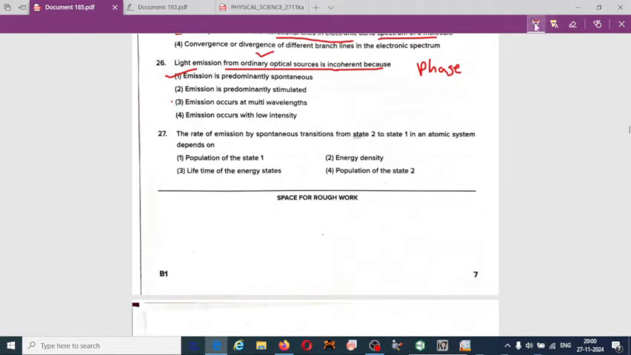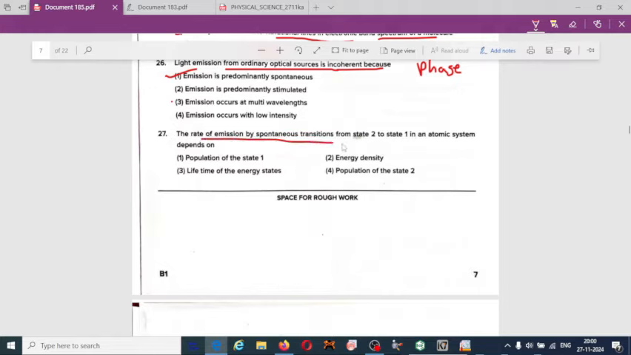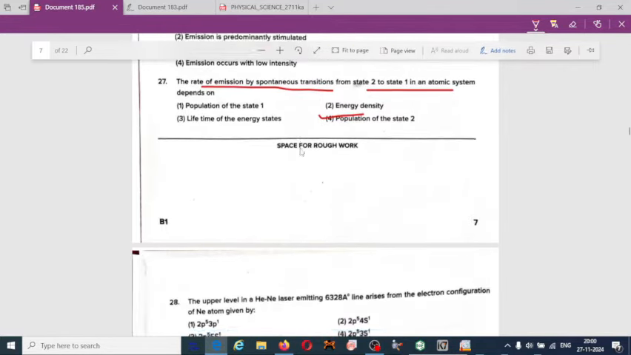Next one, rate of emission by spontaneous transition from state 2 to state 1 in an atomic system depends upon population of the state 2, number of atoms in the state 2.